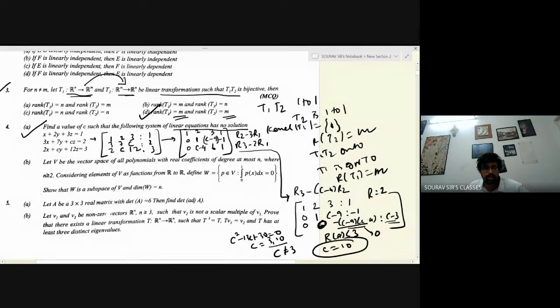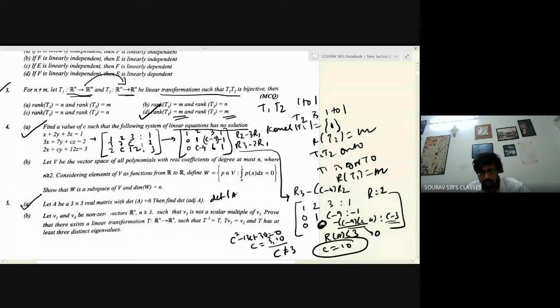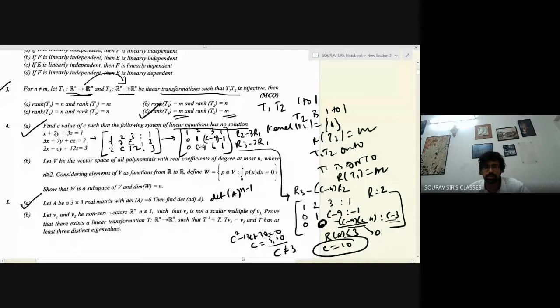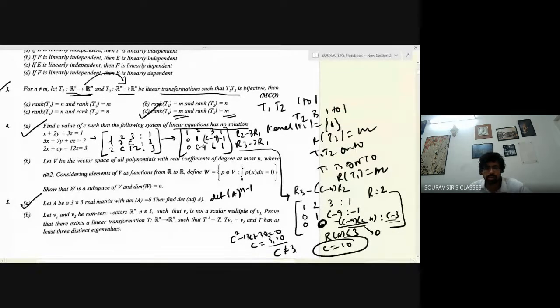Next is 5a. Let A be a 3 cross 3 real matrix. Determinant of A is this. Find the determinant of the adjoint of A. Any idea? Shortcut you can tell me, I will help you out with. So the determinant of the adjoint is what? Determinant of A to the power n minus 1, isn't it? So the determinant of the adjoint is nothing but determinant of A to the power n minus 1, where n is the order of the square matrix.